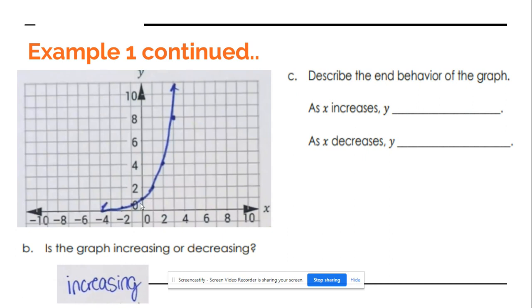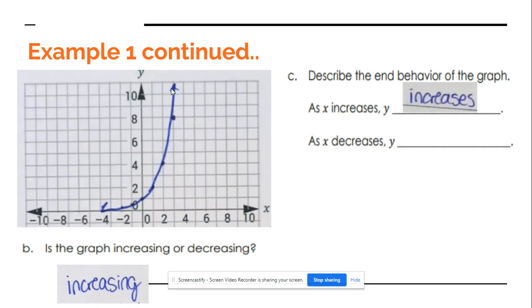So as x increases, let's just take an example, when x is 0, y is 1. When x increases to 2, y is 4. So y is also increasing. So we can describe that.